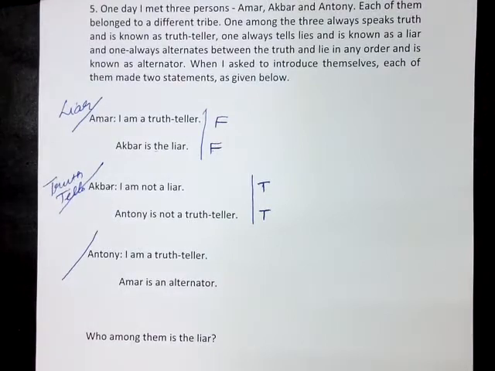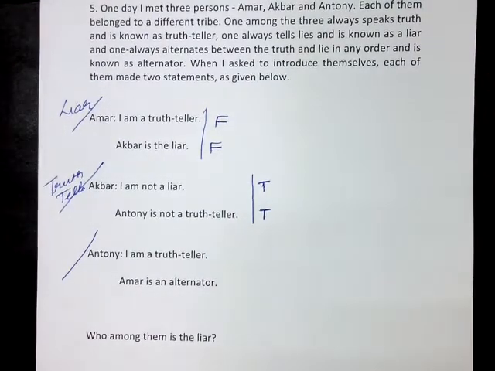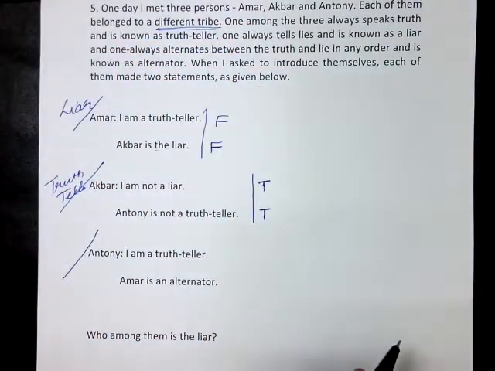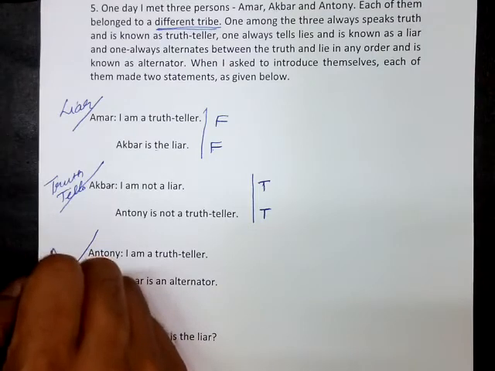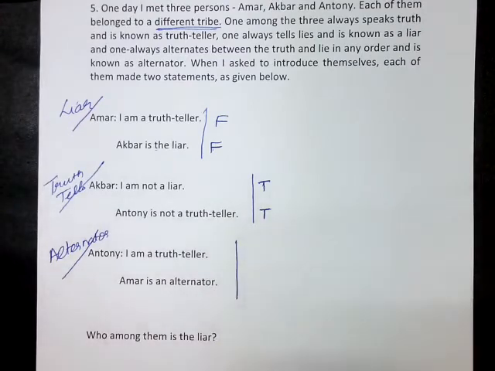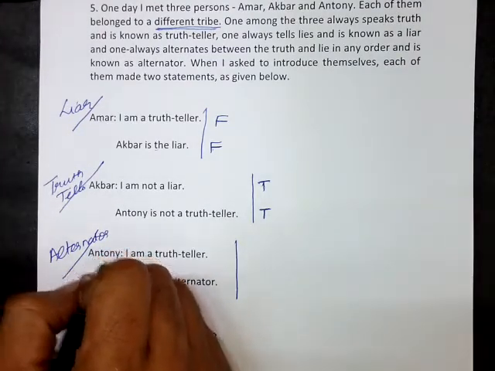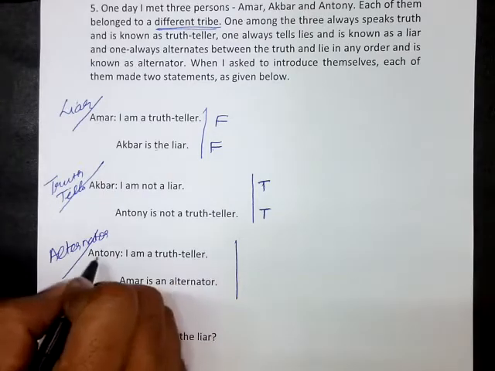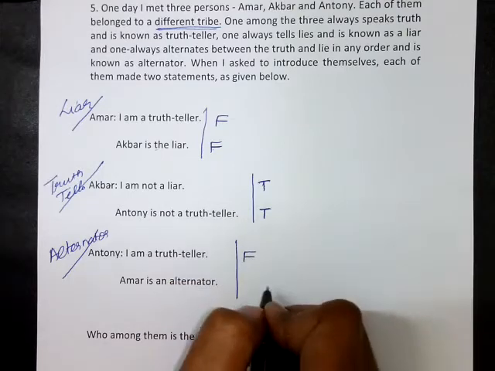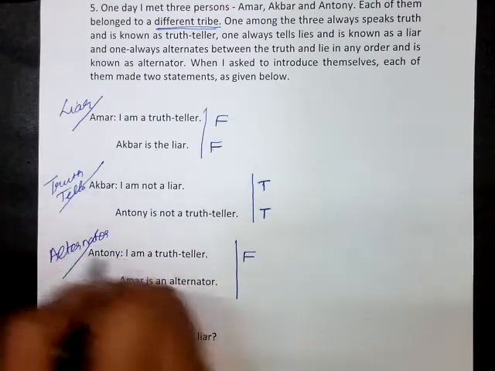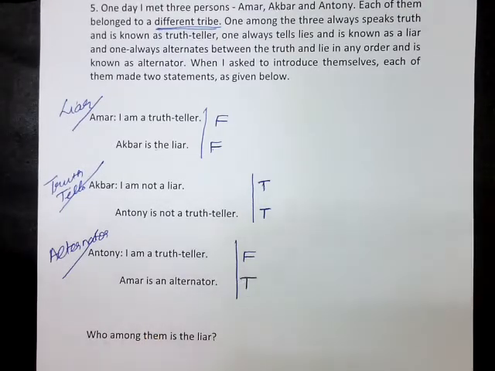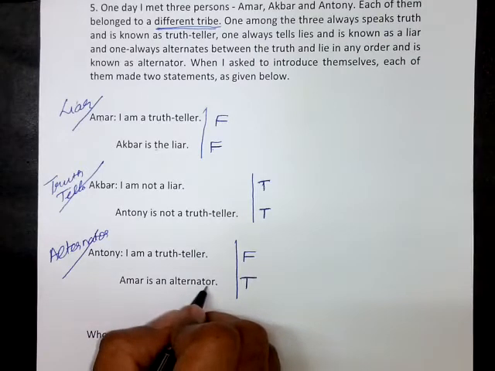So far, we do not find any logical inconsistency. Since each of them belongs to a different tribe, Antony has to be the alternator. Let us analyze the statements now. Antony is saying, "I am a truth teller." Antony is an alternator here, so that is false. Since Antony is an alternator, the first statement is false, then the second statement has to be true. That says Amar is an alternator.